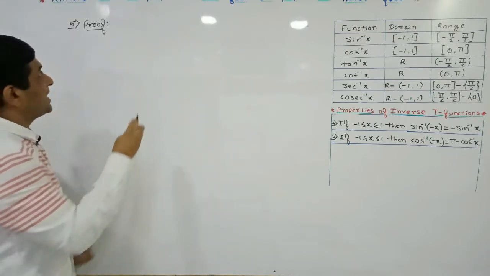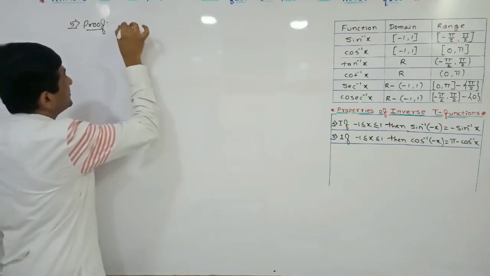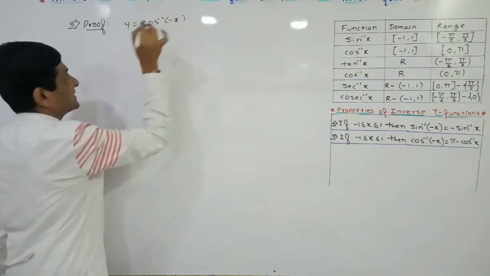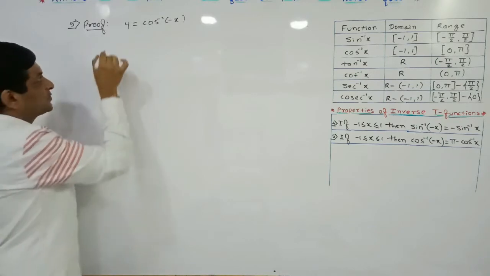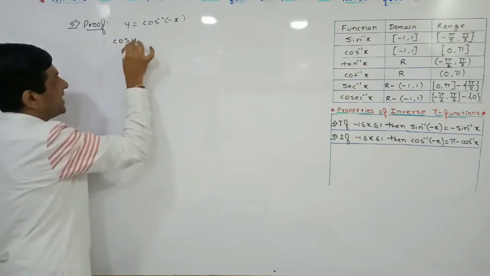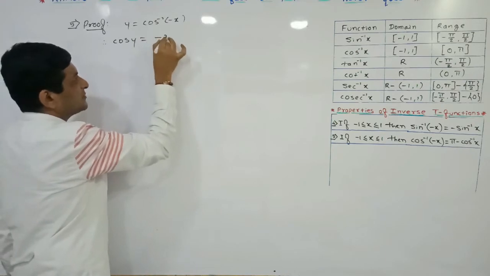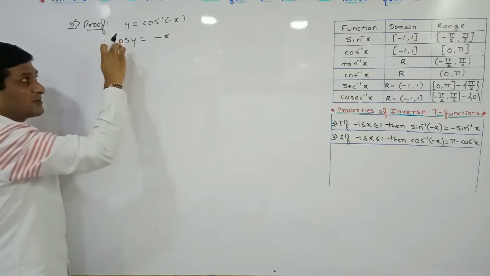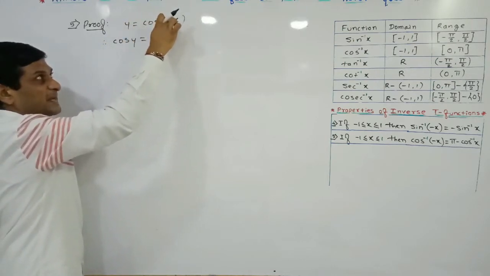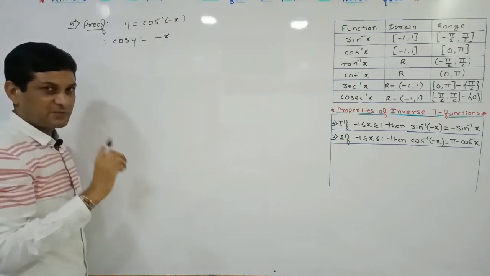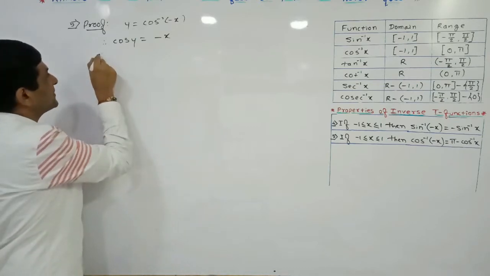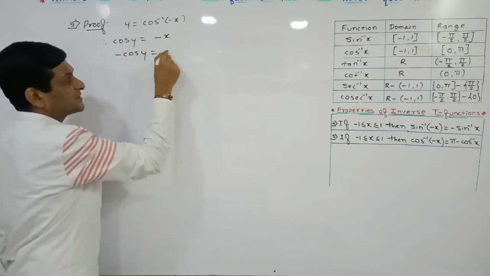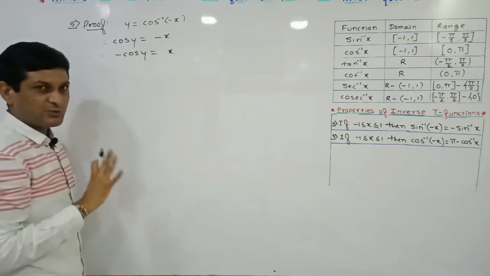So now here we are considering the left hand side, so we are denoting it by y. y is equal to cos inverse of minus x. Now taking cos on both sides, so what will we get here? Therefore cos y is equal to minus x. We have taken cos on both sides, so on this side we get cos y, and on this side cos of cos inverse of minus x is minus x, meaning cos and cos inverse get cancelled. Now multiplying both sides by minus, on this side we get minus cos y, on this side we get x.